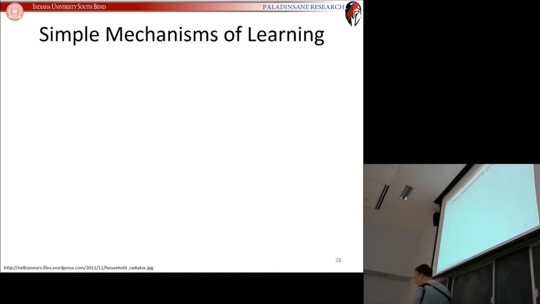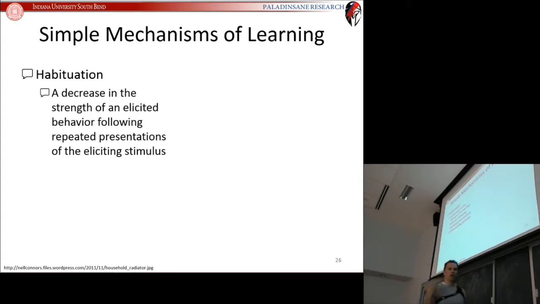All right, so let's start off with the simple mechanisms of learning. Habituation is the first one we'll look at. Habituation is where you have a decrease in the strength of an elicited behavior after repeated presentations of that eliciting stimulus. An elicited behavior, you can think of almost as an automatic behavior, like a reaction to a stimulus. Kind of like, if somebody snaps their finger, you immediately have your attention drawn to that place. And the eliciting stimulus is just a stimulus that caused that elicited behavior. Habituation is the phenomenon where your response to that stimulus will decrease over repeated presentations.